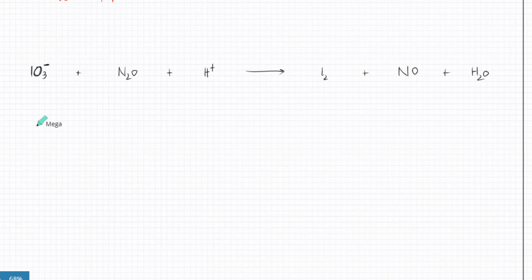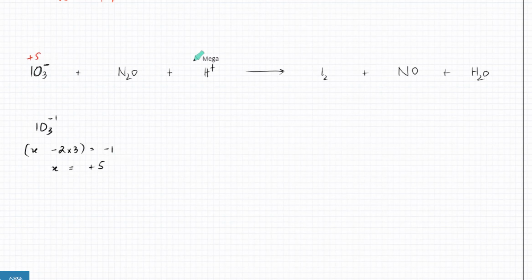So first, find the oxidation state of I in IO3 minus 1. I is unknown, that's X. Oxygen is minus 2, times 3. And the total charge on the entire thing is equal to minus 1. If you solve for this, X comes out to be equal to plus 5. So I over here is plus 5.